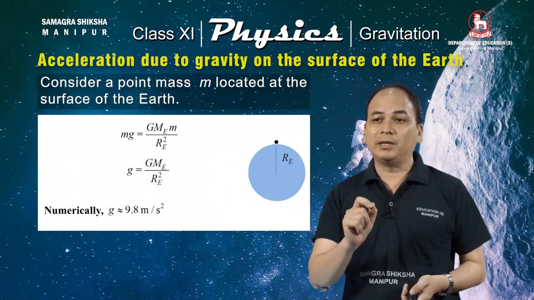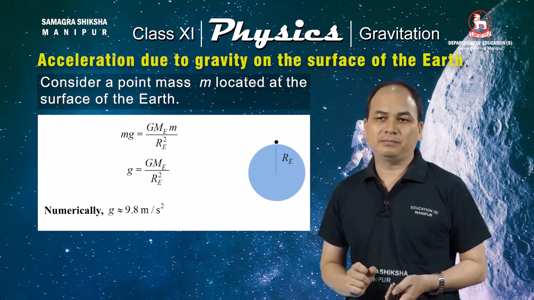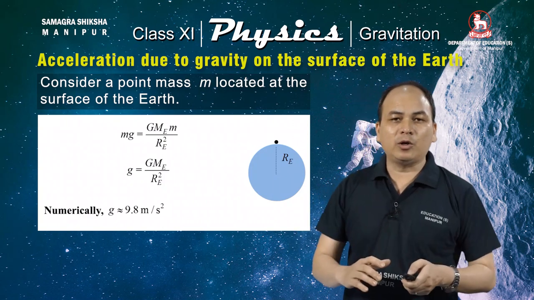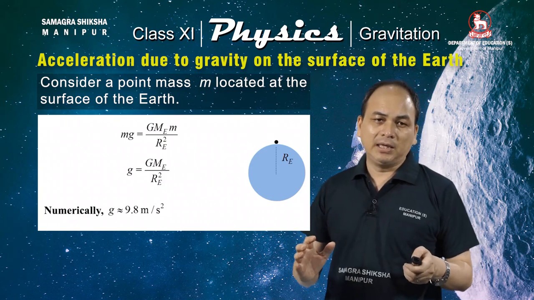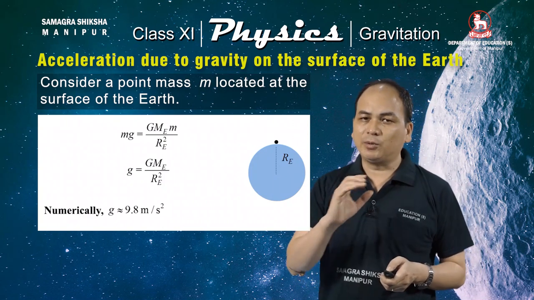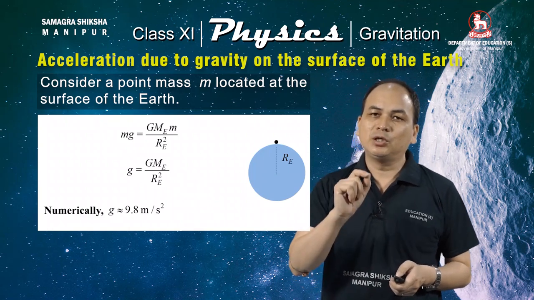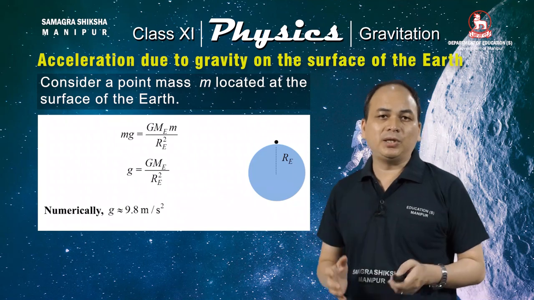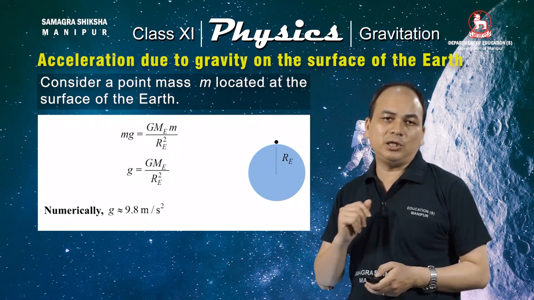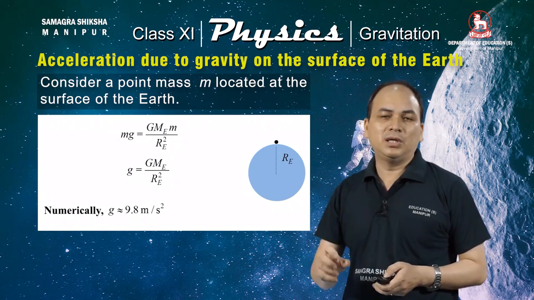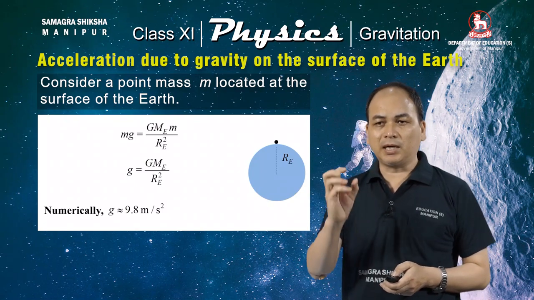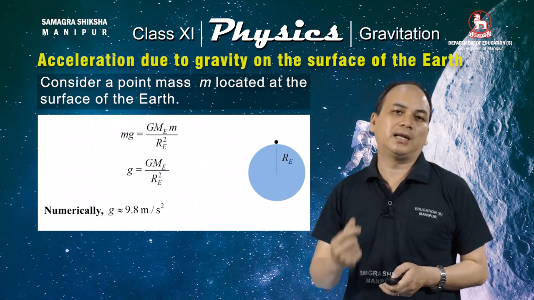The acceleration due to gravity on the surface of the earth is basically equal to 9.8 meter per second square. On the surface of the moon, the value of g is 1/6 times the value of g on the surface of the earth.